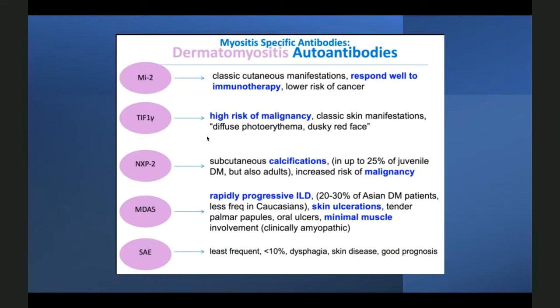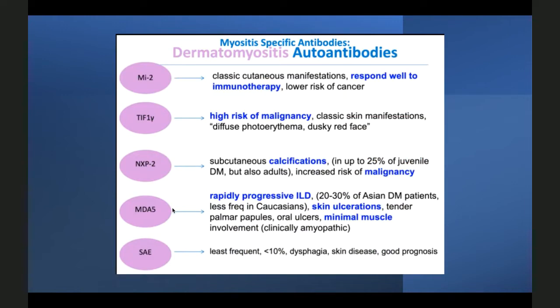So TIF1 is very highly associated with malignancy, and we need 3 to 5 years of cancer screening if we do have TIF1 gamma. It's similar to when we talk about NMDA, it comes into our head like, yeah, that is associated with some kind of cancer somewhere. So when we are talking about TIF1 gamma and dermatomyositis, it's important for us to know that it is also associated with malignancy. Then we have NXP2, which is where we can see calcifications. So those are the small things that are different in different antibodies.